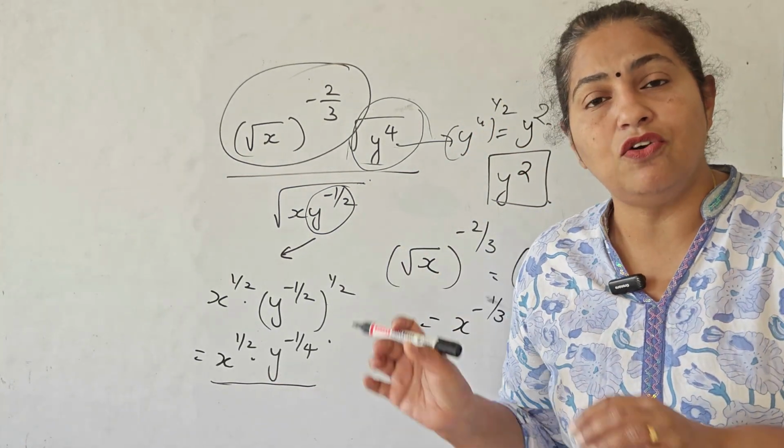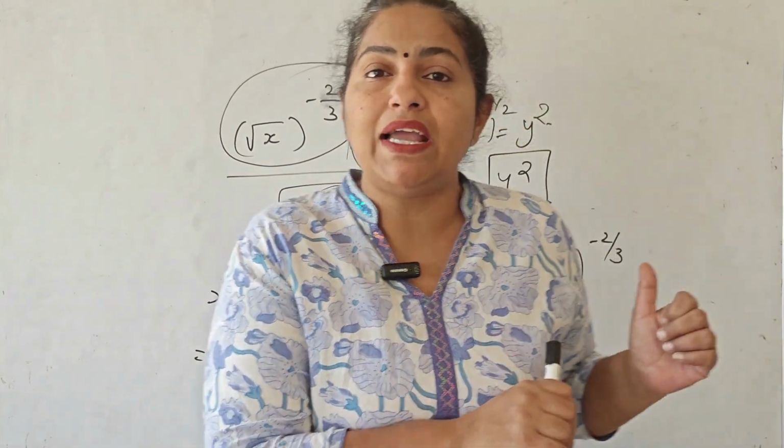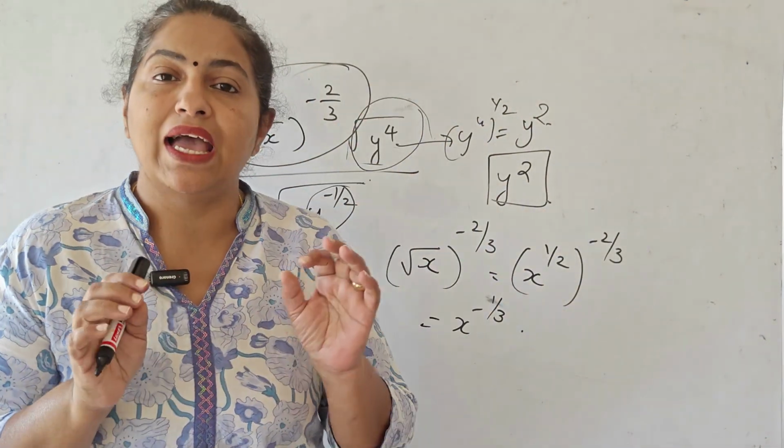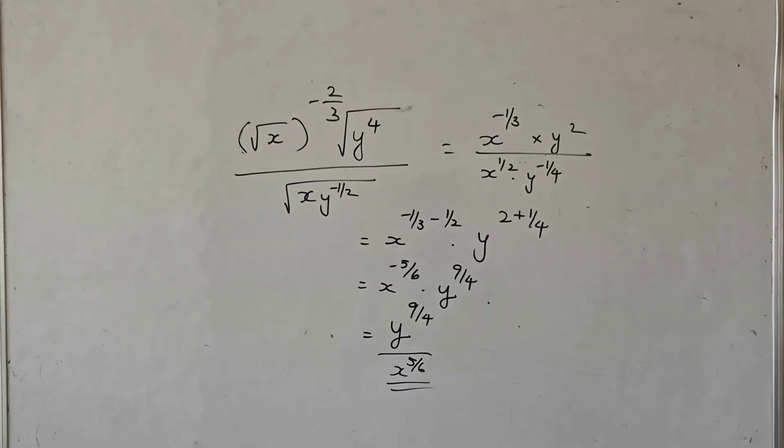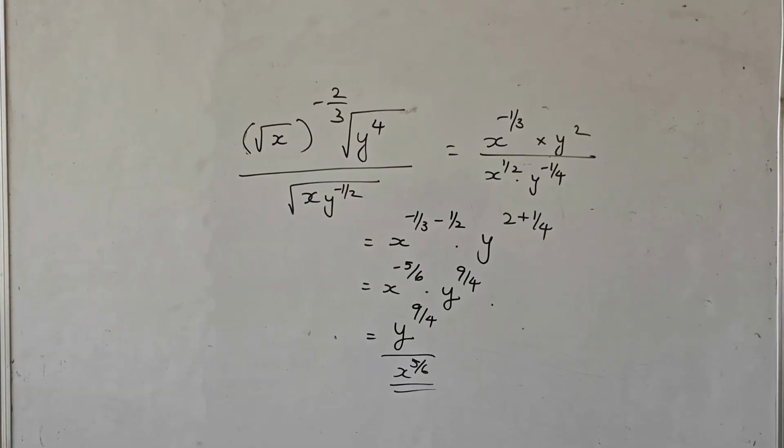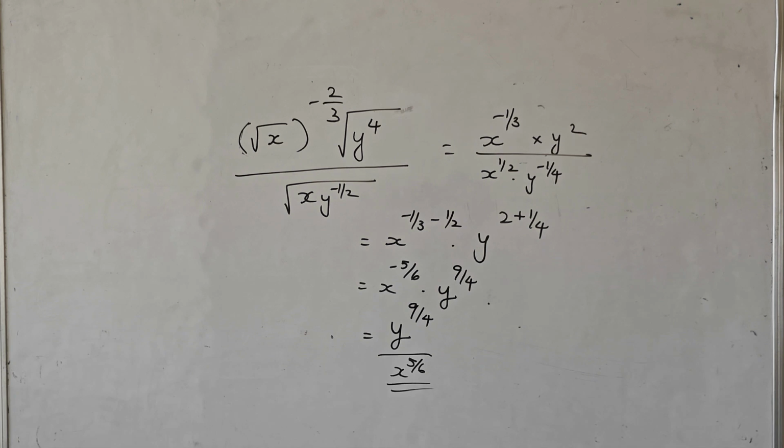Simplifying, this is what I am getting. Now let me substitute all these three values back into the given form and see what we are getting. After substituting the simplified values, we were finally getting the answer as y raised to 9 by 4 by x raised to 5 by 6.